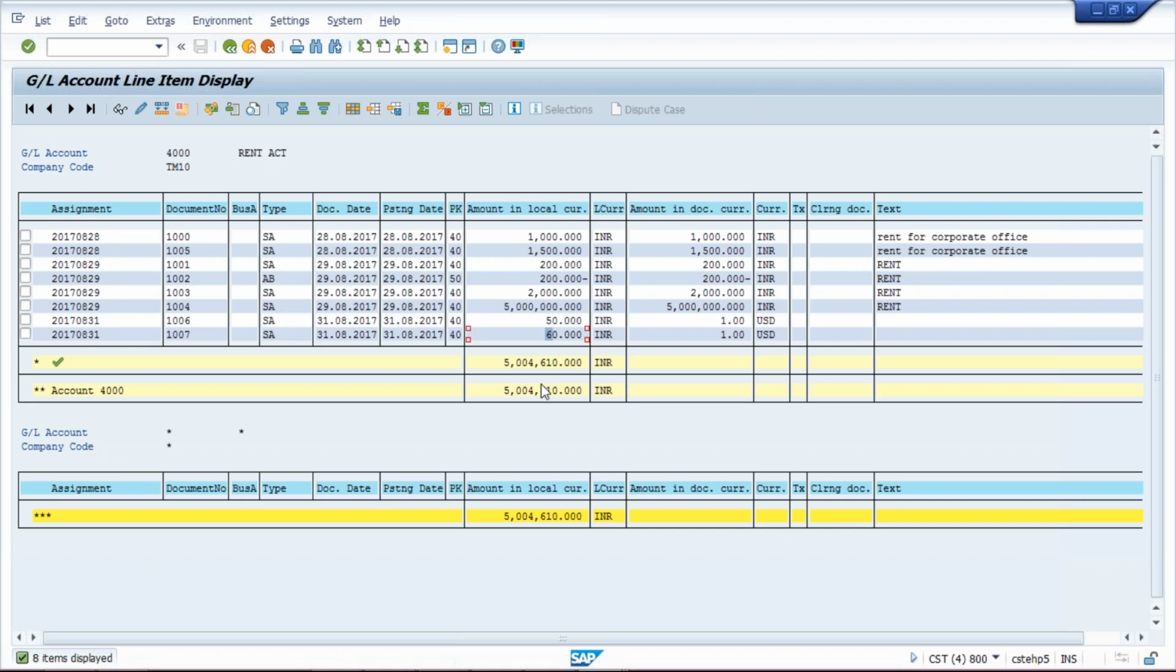So that's all in this session, guys. That's all in foreign currency setting.